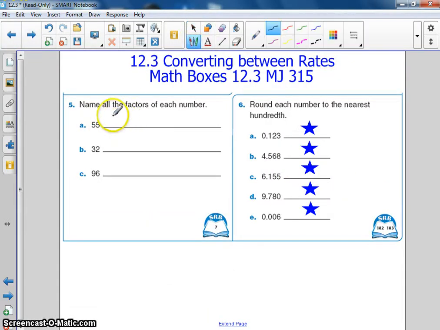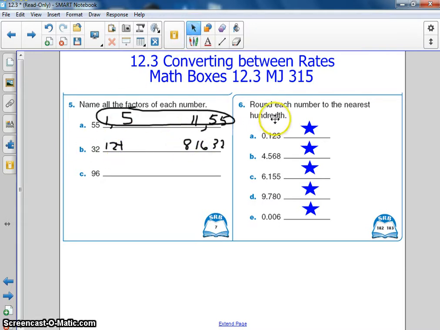Factors. This is one that we don't spend a lot of time on, but we really should. 1 times 55 is a factor. You can't multiply 2 by something. We could do 11 times 5, and I think that's it. So these would be the factors of it. Okay? Anything else times each other give you 55? This would be 1 and 32. Could be 8 and 4. Could be 2 times 16. Would all be factors for that.